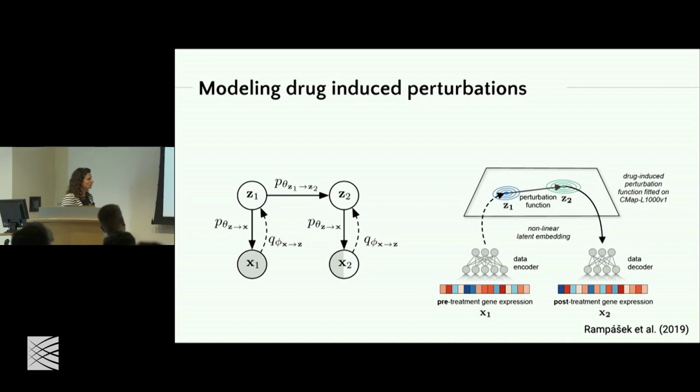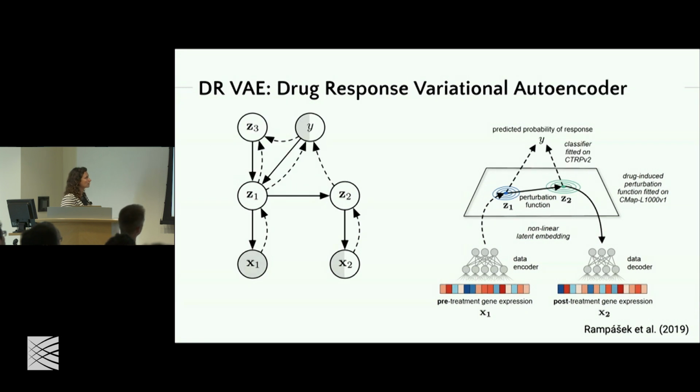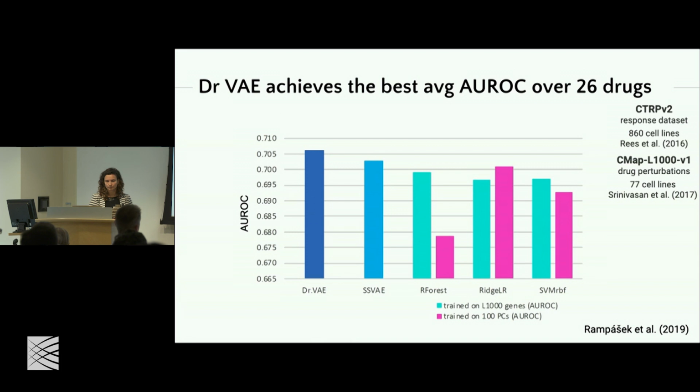So this is what we did. This is our encoder for the pre-treatment, decoder for the post-treatment, and this is our drug response VAE, Dr. VAE, which is the full model that takes advantage of both the pre-treatment expression and post-treatment expression, and tries to predict response. So this model performed a little bit better, but note that the scale is really granular.